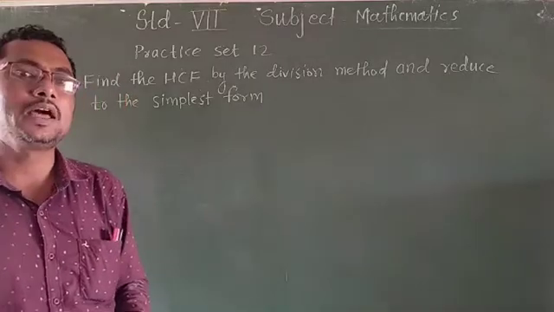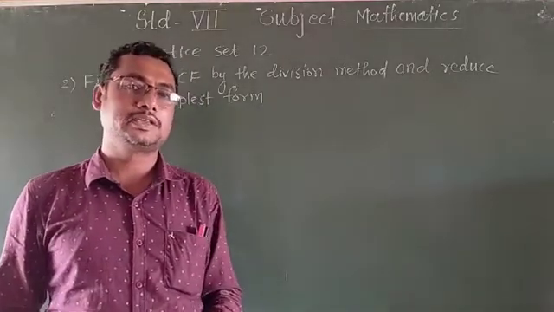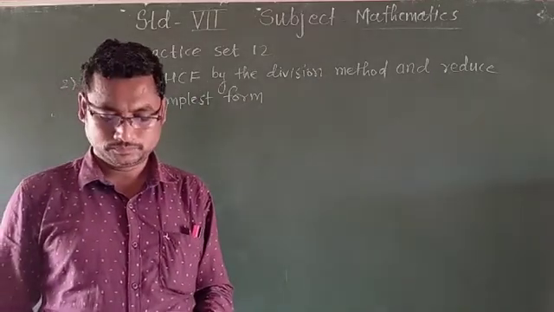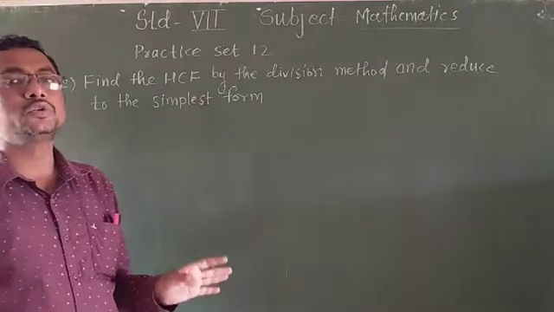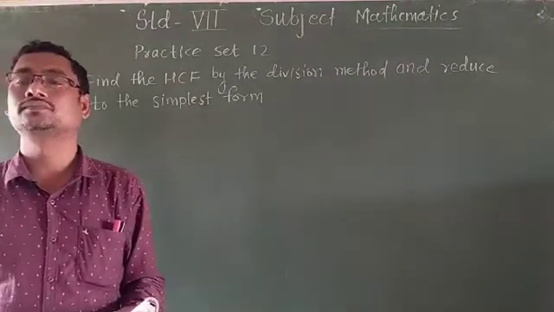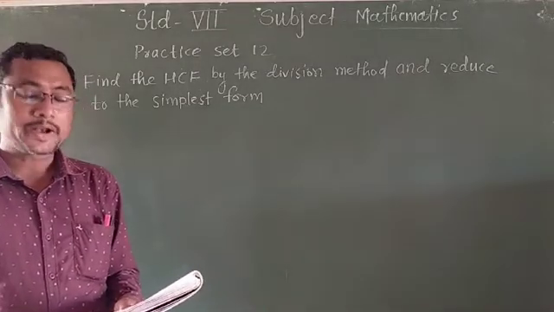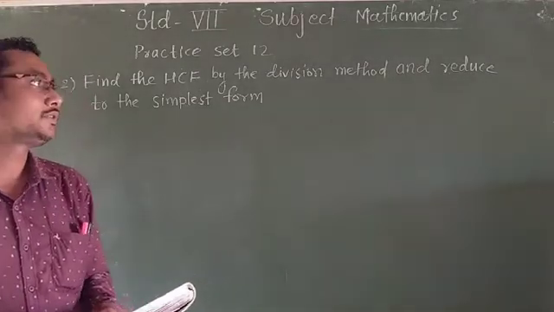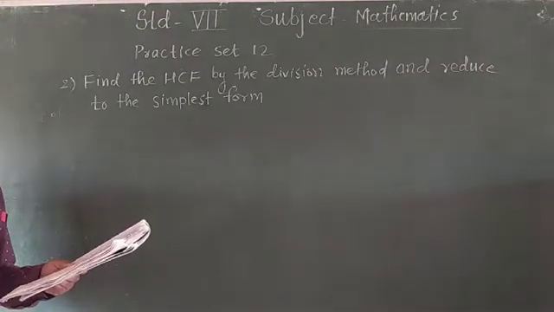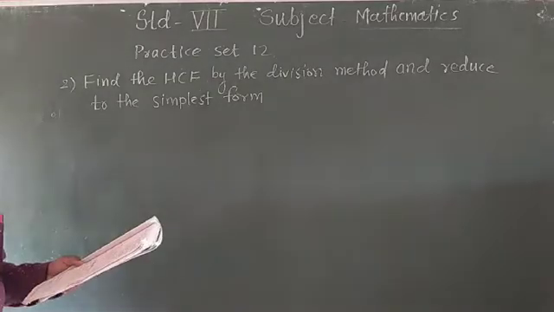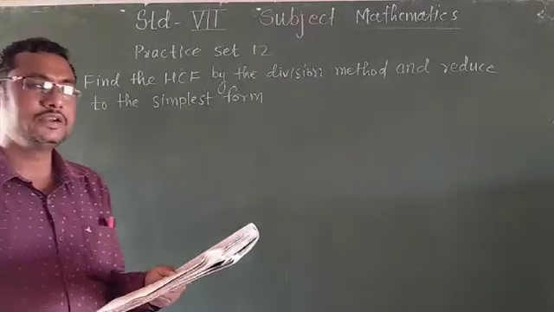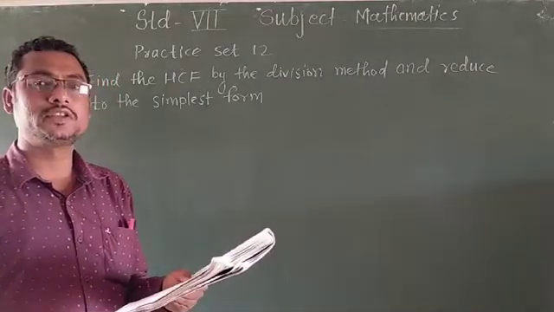We have to find the HCF by the division method, and we will see today how to do it. Okay, and also we have to write the ratio in the simplest form. So practice set 12, question number 2. In the previous video we completed question number 1. Now the second question: find the HCF by the division method and reduce to the simplest form.